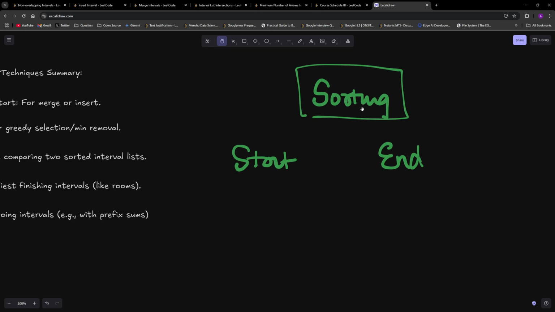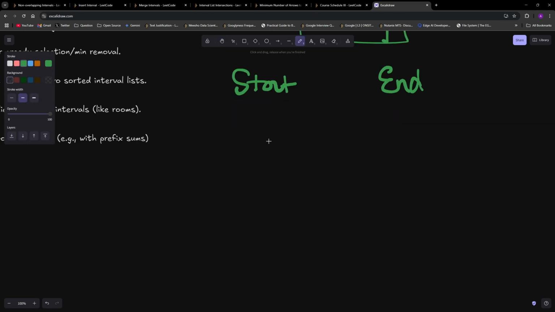So whenever such things come, you need to take an example. Whenever an interval question comes, you should always question yourself and start with a basic example. Now, in the non-overlapping intervals problem, let's say we started by sorting the list by start time. What I mean is that I have selected the interval which starts earliest.